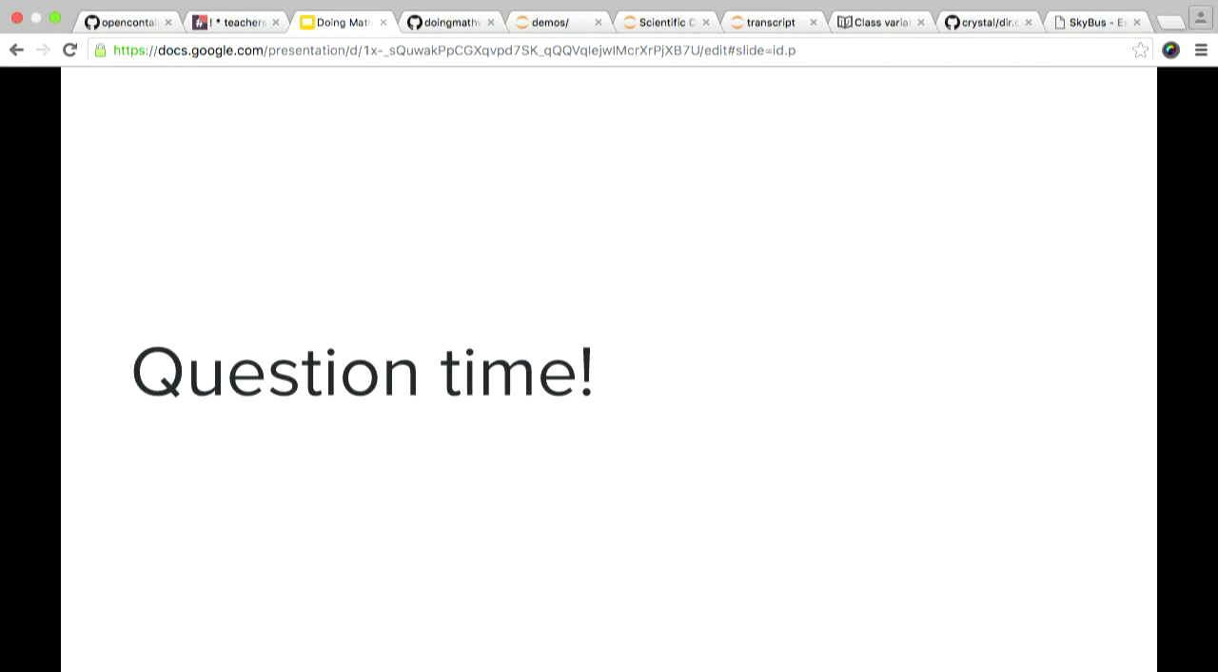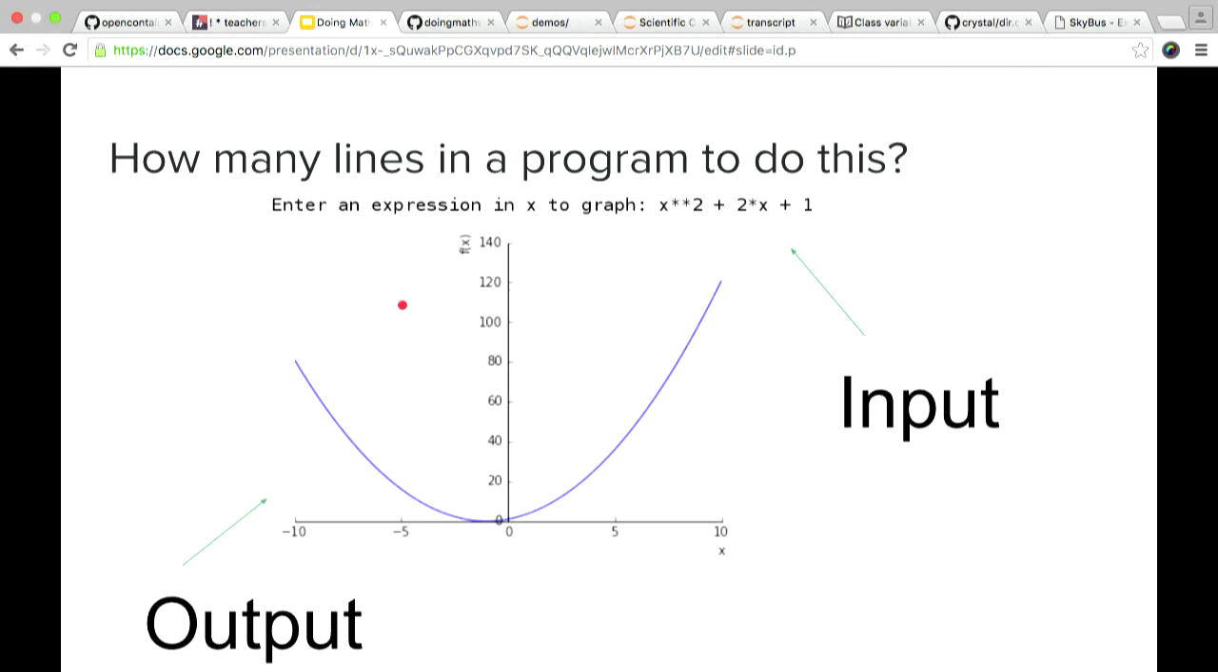Okay, question time. If I were to tell you that you need to write a program where the user inputs an expression in X and it creates a graph, how many lines should this take? Any guesses? One line? Sorry? No, using pure Python. You said 1. How would you do that?